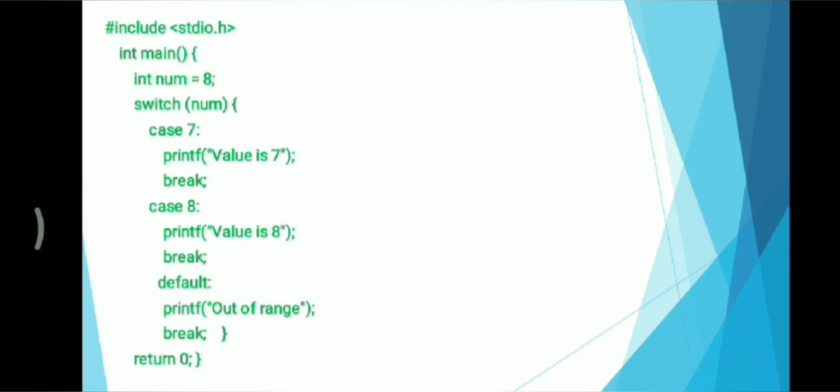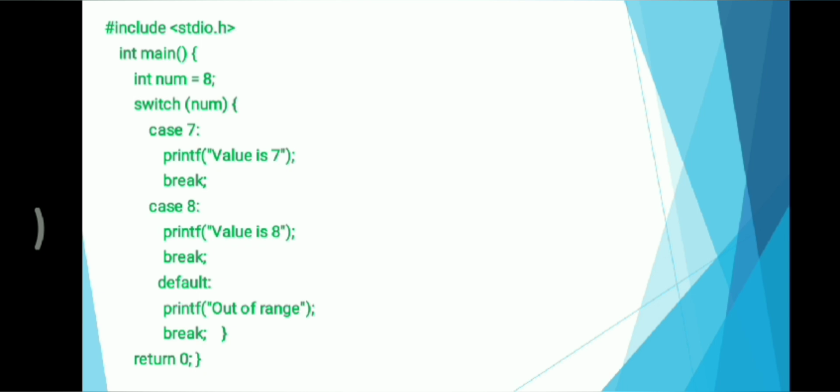Let's see the example. Here we have a variable num. In this num variable I have assigned the value 8. Now we go to the next line. Here I have given the switch keyword. Within this I am going to check the expression num. So here num carries 8, right?